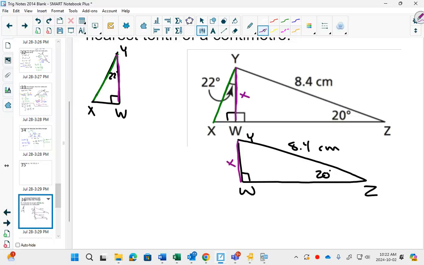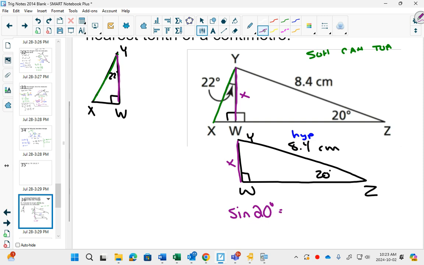So now I look at this triangle and I say, can I solve for this? Yes. I could use SOHCAHTOA. Should I use sine, cos, or tangent? I want to find the opposite of 20, and you can always label your hypotenuse. I know my hypotenuse is 8.4. So opposite and hypotenuse, when I look at SOHCAHTOA, this tells me I should use sine.